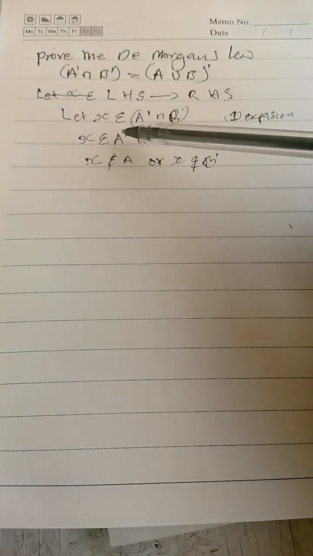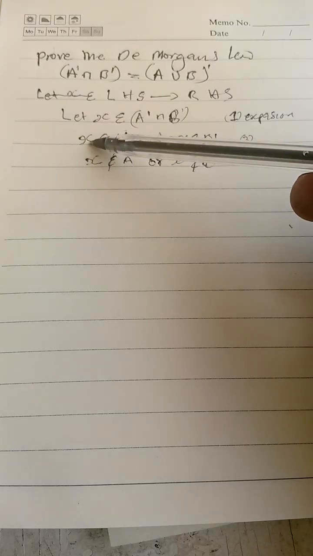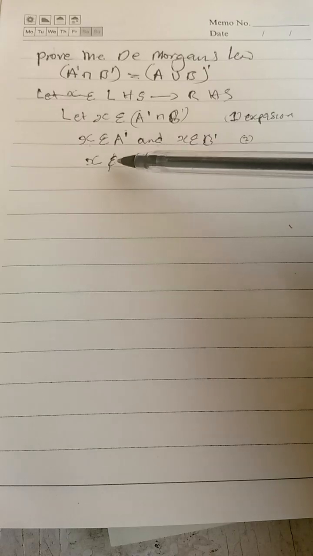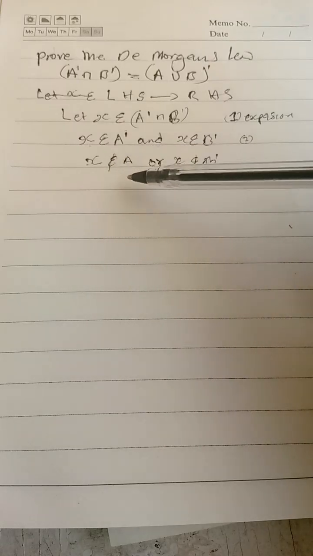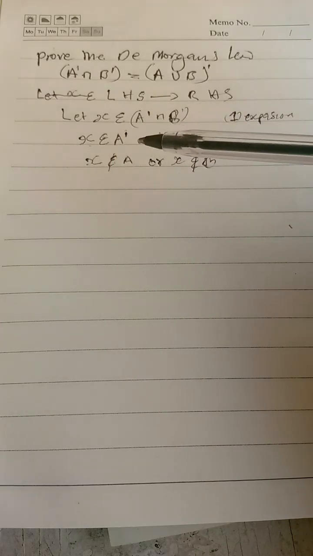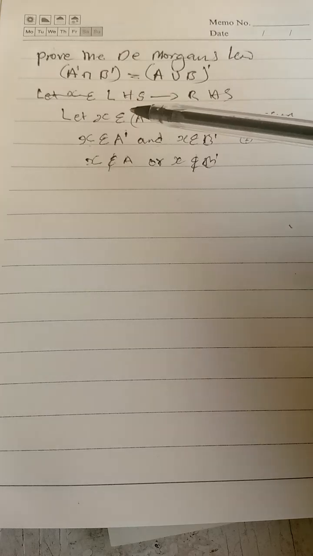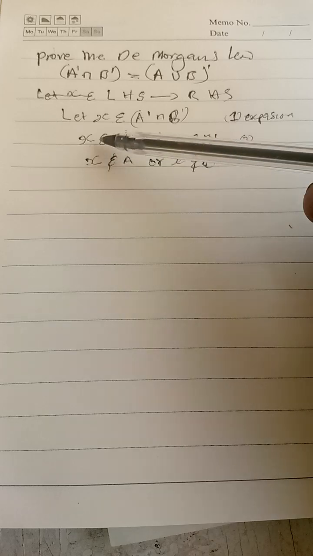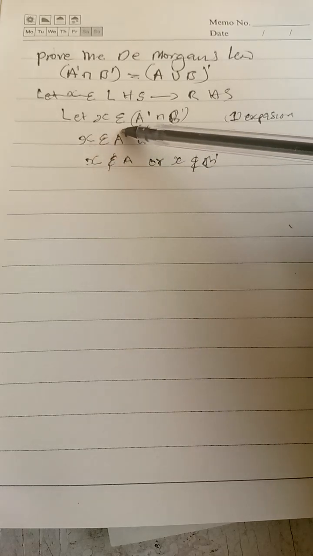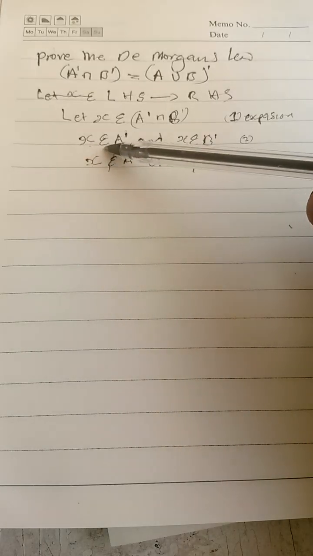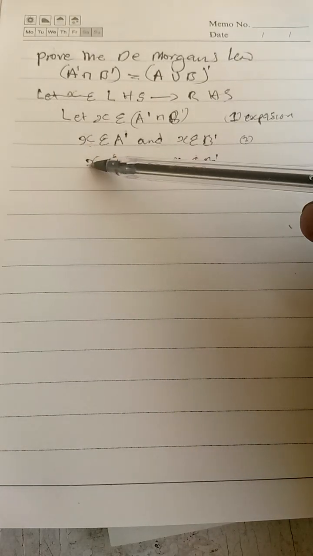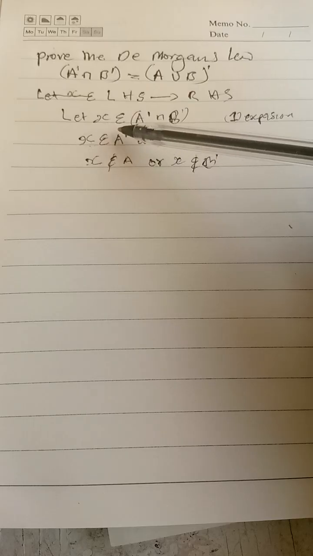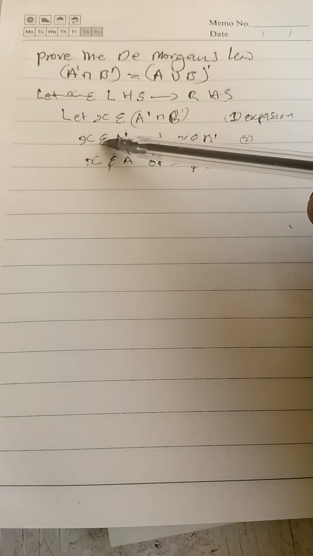Remember, complement means outside. So if we say x is a member of outside A, it means x cannot be a member of A, which means x is not inside A. The complement simply means outside. So when we say x is not a member of A, we mean x is not in A, but it is a member of outside A. Here it means x is not a member of A inside, but here it means x is a member of A outside. Complement: x is a member of A outside.